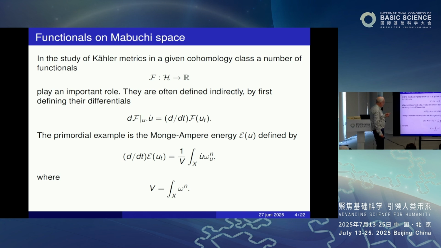You take the differential of f, apply it to a tangent vector. That's the same thing as d/dt of f of u_t. And you say what that is. So the first example, I guess the most basic example, very important, is the Monge-Ampère energy. You take d/dt of E, which is just the integral of u dot with respect to this volume element, omega_u^n. And you normalize also by the volume of the Kähler class. This does not depend on omega. Does not depend on u.